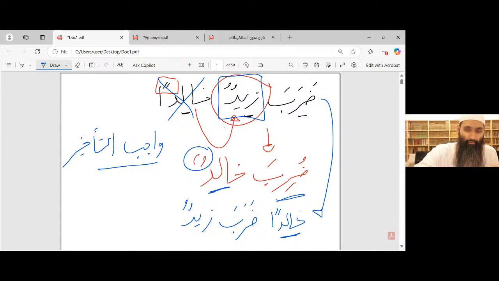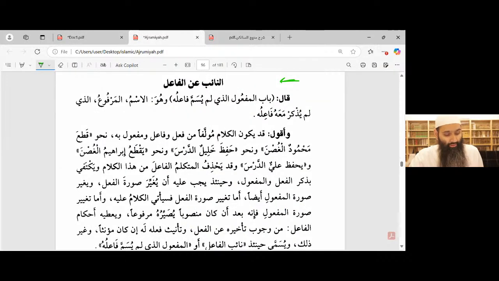All right. Let's now read what the author Ibn Ājurrumiyyah rahimahullah says. قال باب المفعول الذي لم يسمى فاعله. Chapter of the maf'ul whose fa'il is not mentioned.